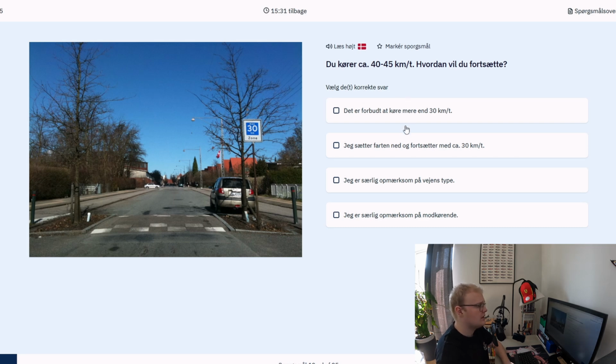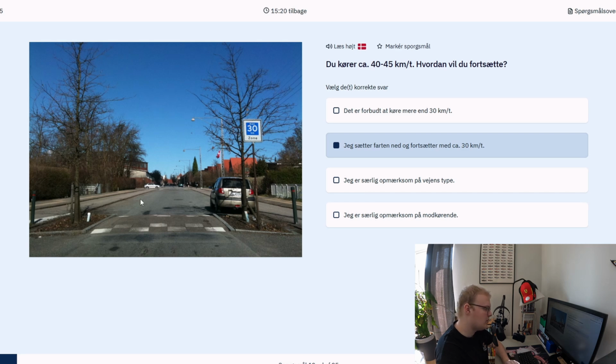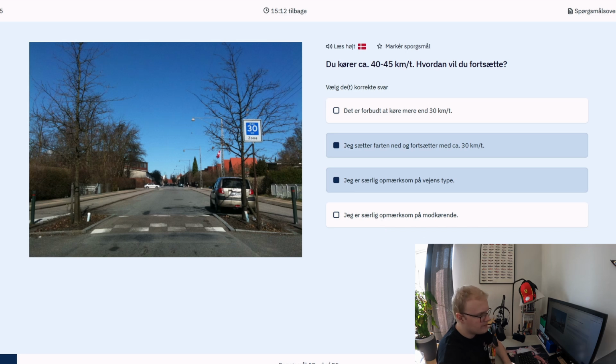So it says here it's illegal to drive over 30. It's not. It says here I slow down to 30. I will. I'm observant of the type of road. I mean, I will be because there's a speed bump, I think. I'm especially observant of oncoming traffic. I'm not. There's nothing.